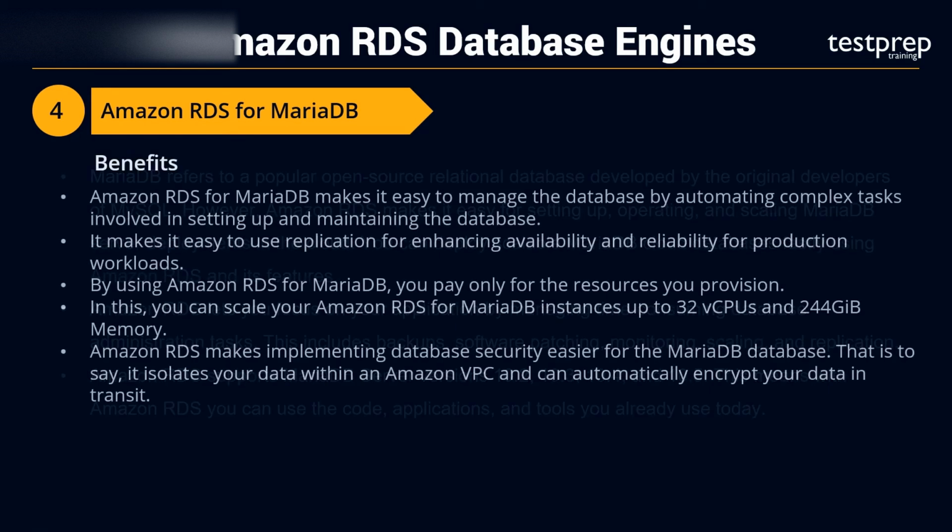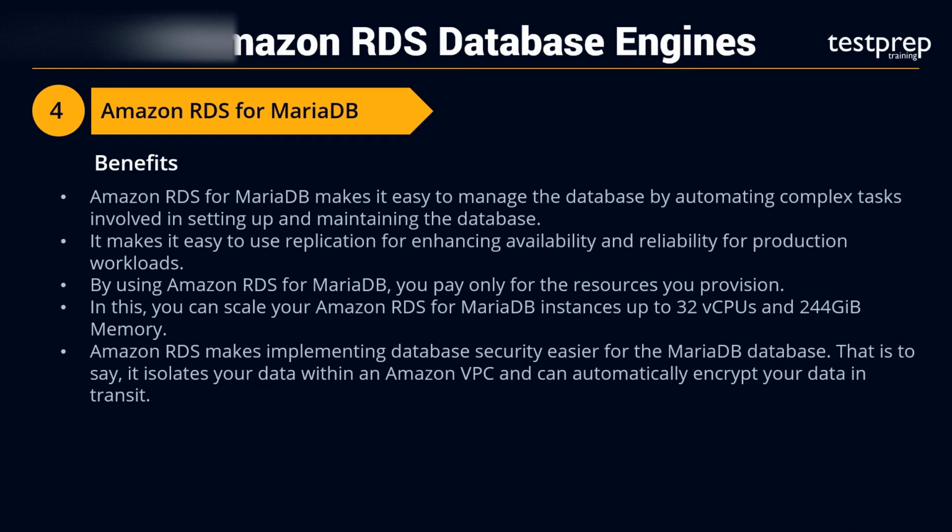Amazon RDS for MariaDB provides the following benefits. 1. Amazon RDS for MariaDB makes it easy to manage the database by automating complex tasks involved in setting up and maintaining the database. 2. It makes it easy to use replication for enhancing availability and reliability for production workloads. 3. By using Amazon RDS for MariaDB, you pay only for the resources you provision.